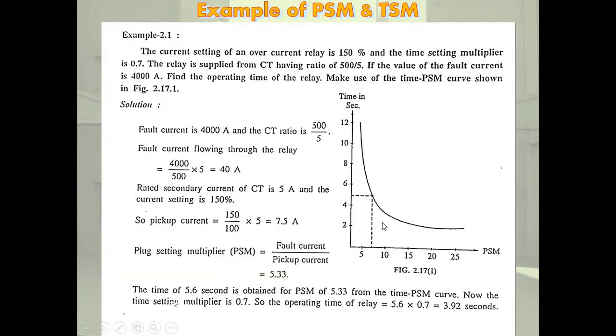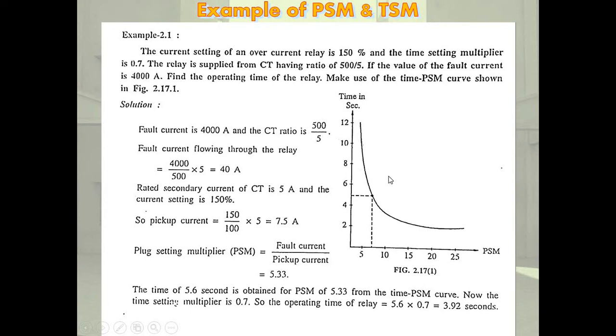Okay, next, now we solve different examples of PSM and TSM. First example: the current setting of an overcurrent relay is 150% and the time setting multiplier is 0.7. The relay is supplied from a CT having ratio of 500 divided by 5. If the value of the fault current is 4000 ampere, find the operating time of the relay. Make use of the time PSM curve shown in this figure.